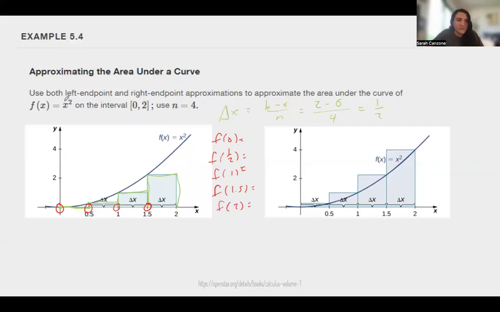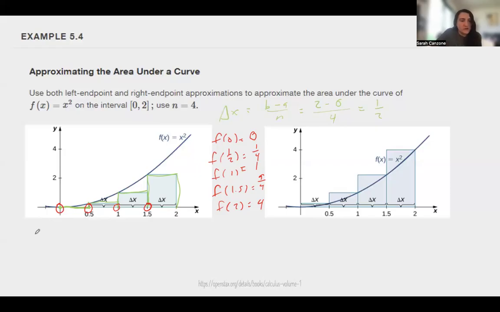So f at 0, plug in 0, you get 0. 1/2 squared is going to be 1/4. 1 squared is going to be 1. And again, I'm just plugging this into the function that we're given, whatever that function may be. In this case, it's x squared. 1.5 squared is the same thing as 3 over 2. So 3 over 2 squared is 9 over 4. And 2 squared is just going to be 4. So I suggest writing down all of the values, all of the possible values, not just for left or for right, but all of them right off the bat. It will make it 10 times easier once you're actually doing the computations.